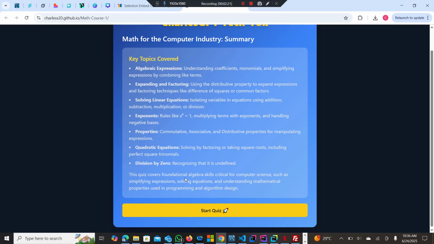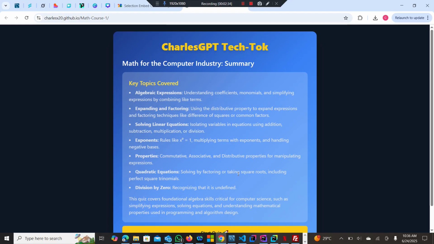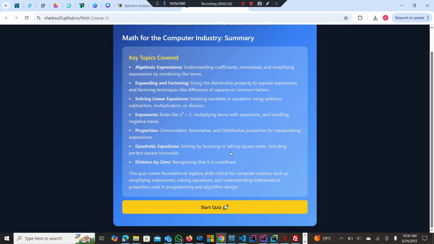Then this quiz covers fundamental algebra skills critical for computer science, such as simplifying expressions, solving equations, and understanding mathematical properties used in programming and algorithm design. So once you have read this, or if you don't feel like reading it, you can just quickly start up your quiz.